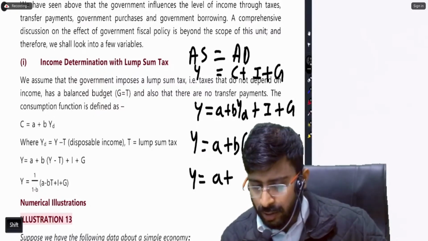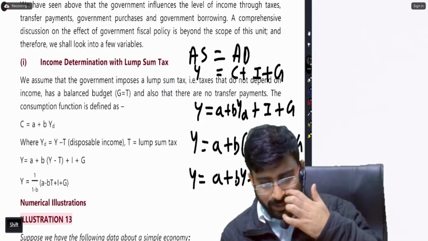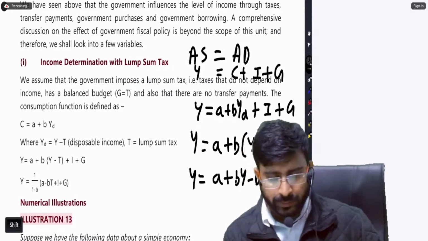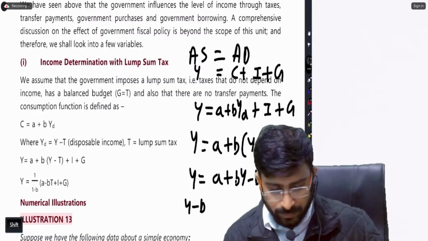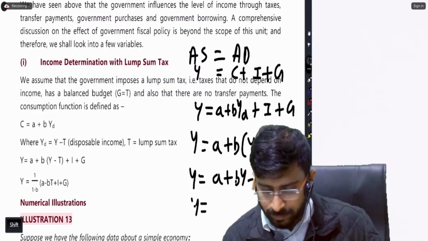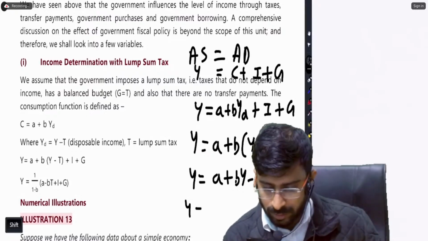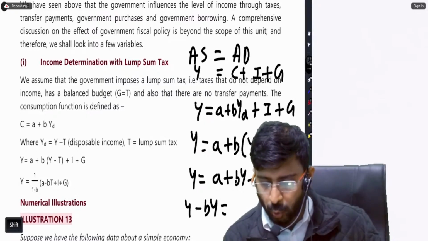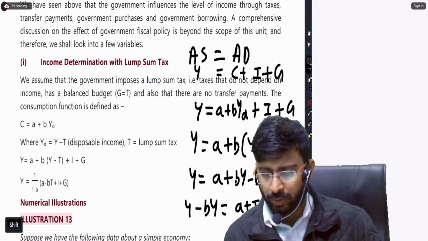Now, everyone pay attention. Y equals A plus B into Y becomes BY, B into minus T becomes BT, plus I plus G. Yes or no, guys? It is indeed true. So, now if you send BY here, Y minus BY equals A plus I plus G minus BT. Yes or no?